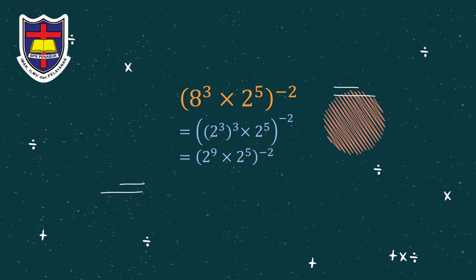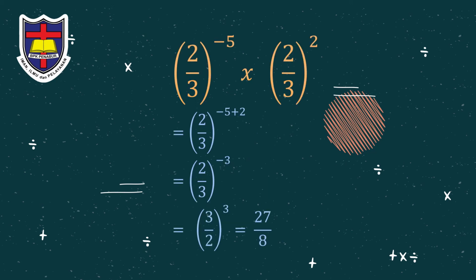So 2 to the power of 3 to the power of 3, we can multiply the exponent. So we have 2 to the power of 9 times 2 to the power of 5, and then the result will be to the power of negative 2. So when we have the same base number and multiplication, we can add the exponent. So 2 to the power of 9 plus 5 equals 2 to the power of 14, and then to the power of negative 2. When we have the power operation, we can multiply the exponent. So we have 2 to the power of negative 28.